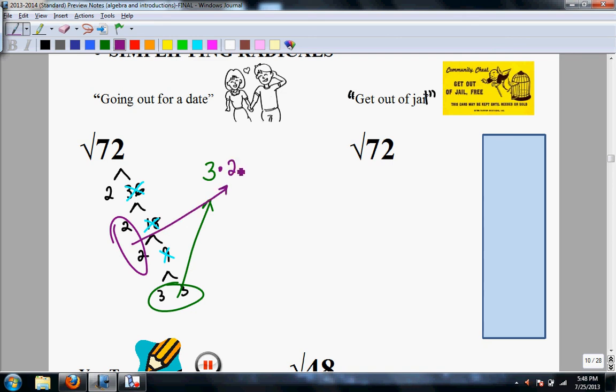We bring out the 2. And then we have one here. I'm going to box it that does not have a date. That 2 stays home and has pizza. Now to finish this off, we multiply what's on the outside, and the final answer is 6 root 2. That is the simplification of the square root of 72.